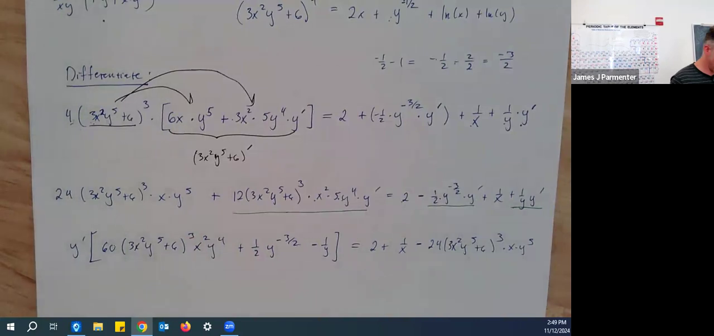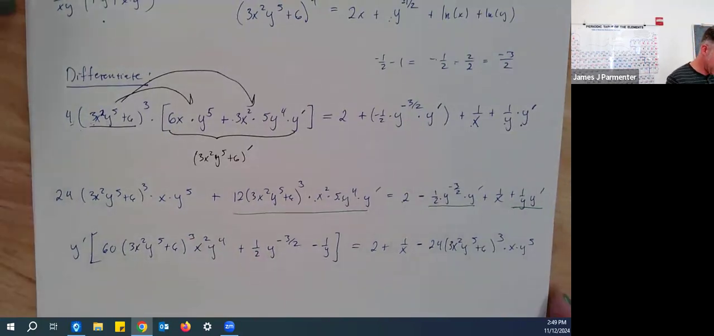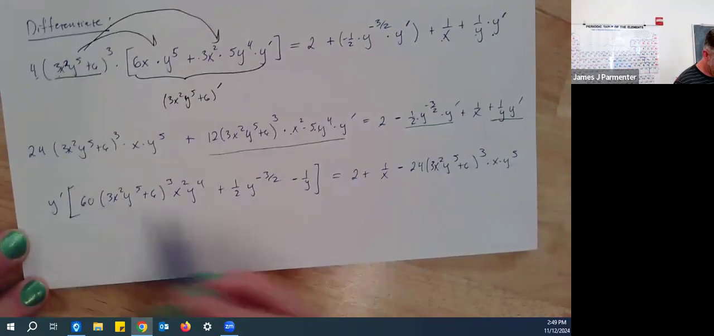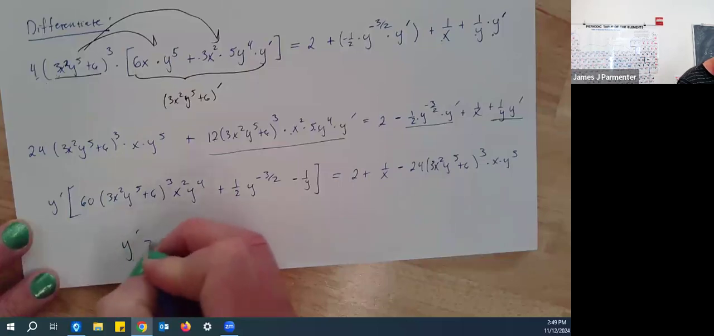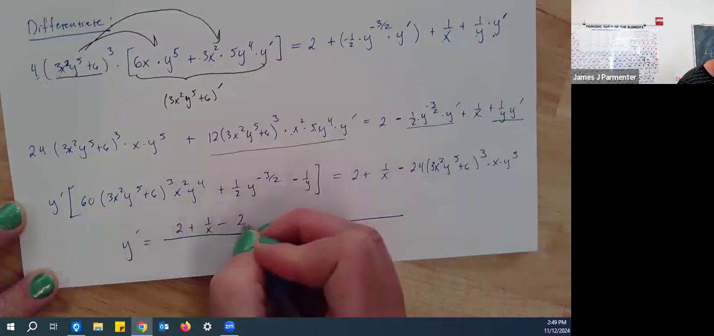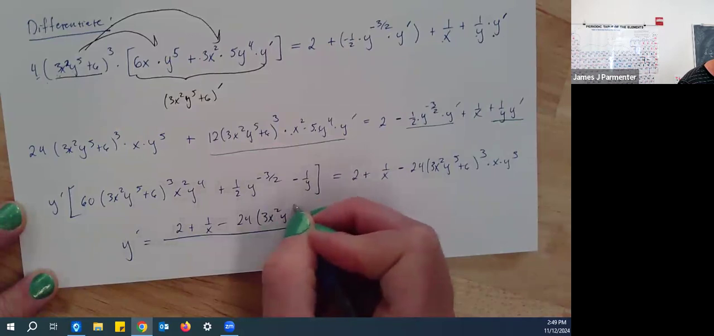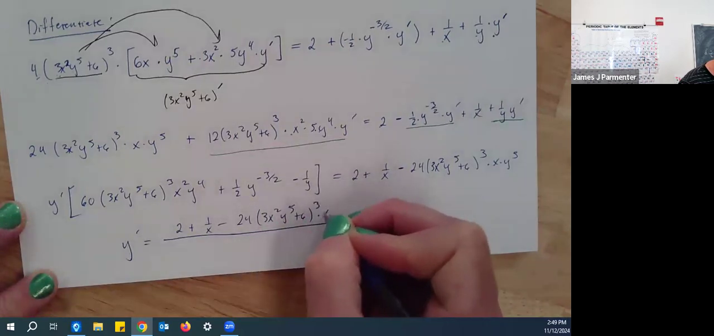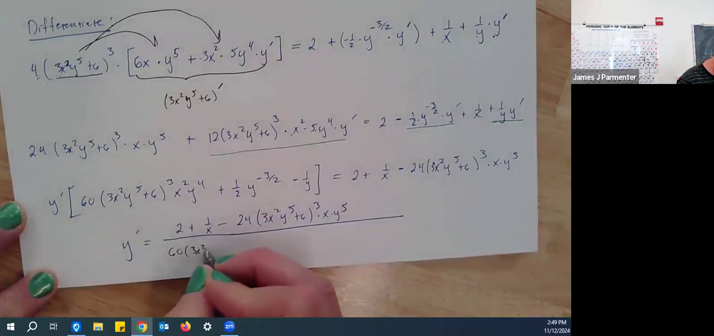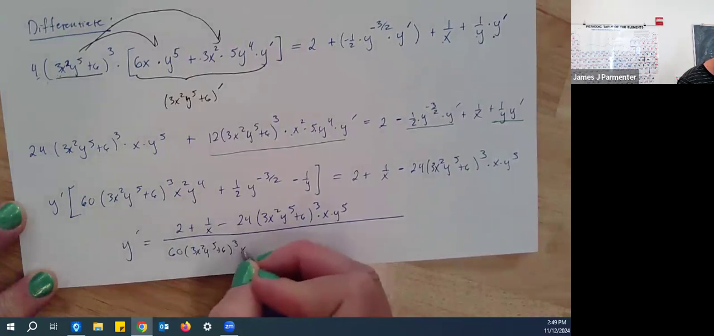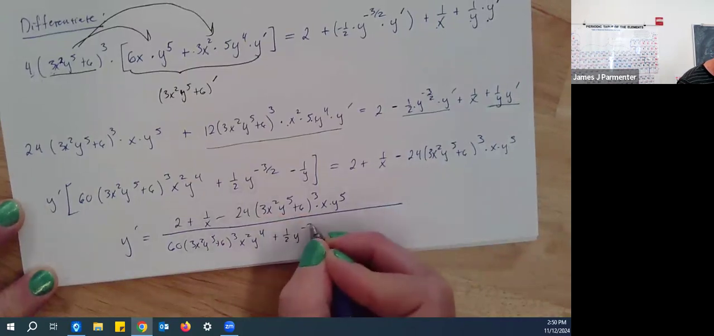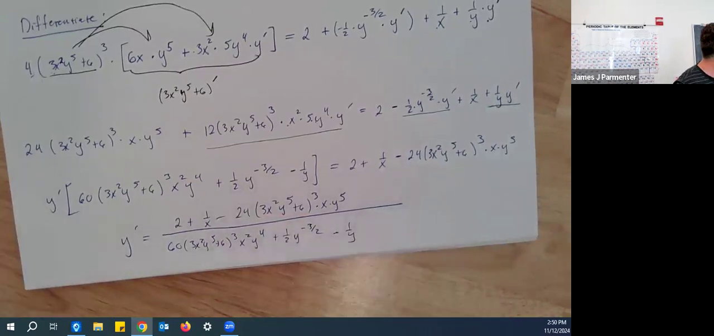Wow. Might be the worst problem I've ever seen. That's not true. Might be the worst implicit differentiation problem I've ever seen. Finally, divide both sides by this giant mess here to get y prime equal to all of that. 2 plus 1 over x minus 24 times 3x squared y to the fifth plus 6 to the third power times x times y to the fifth over all of that. 60 times 3x squared y to the fifth plus 6 to the third times x squared y to the fourth plus 1/2 y to the negative 3/2 minus 1 over y. And then cry.